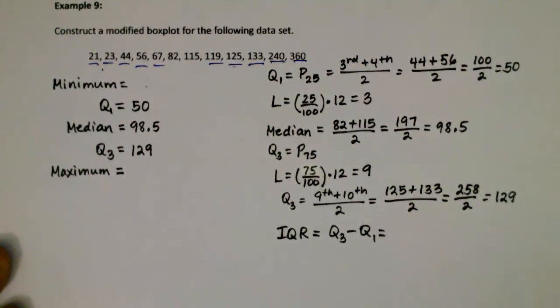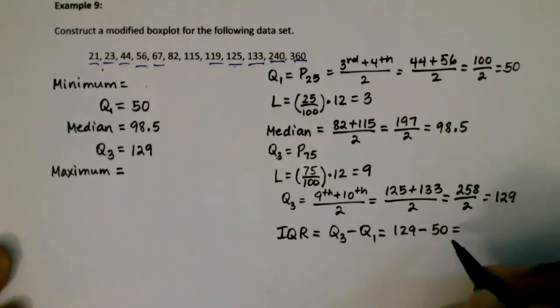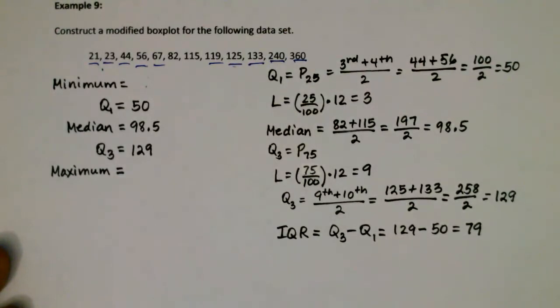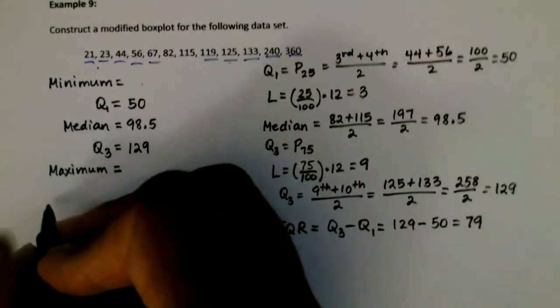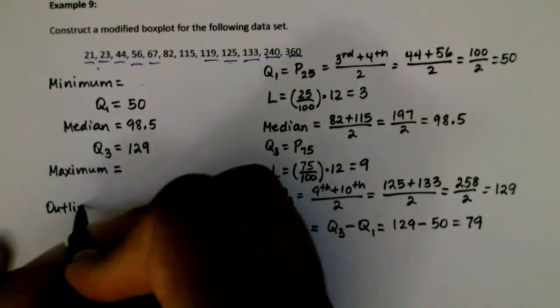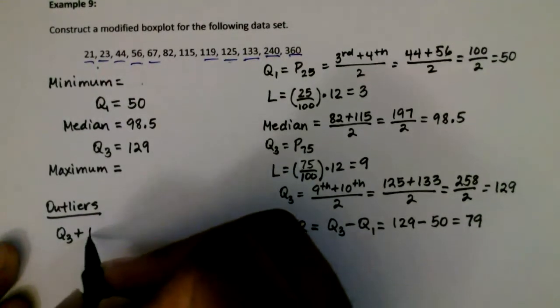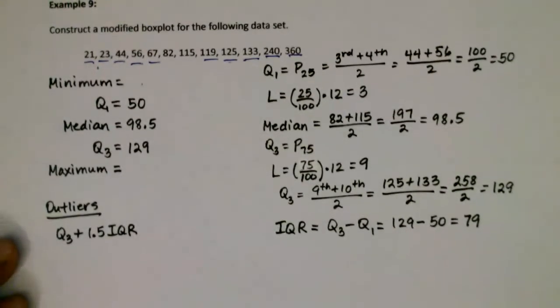Q3 is 129 minus Q1, which is 50. So 129 minus 50 will be 79. So the interquartile range will be 79. Okay. So let's find out what our outlier is going to be, if there are any. So I got to do Q3 plus 1.5 times the interquartile range. And whatever I get for that, if one of these data values is greater than that amount, then that data value is an outlier.